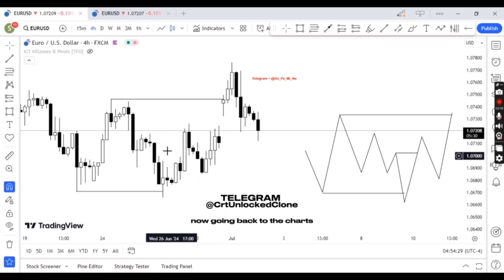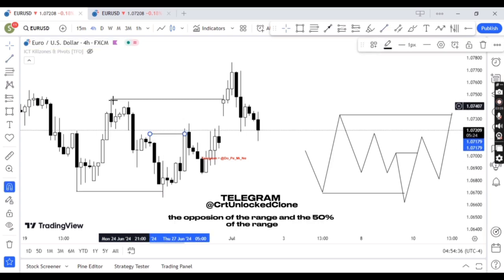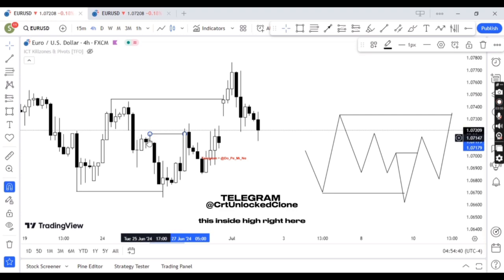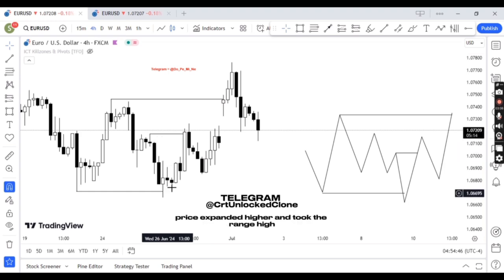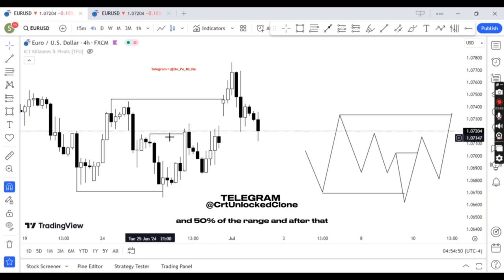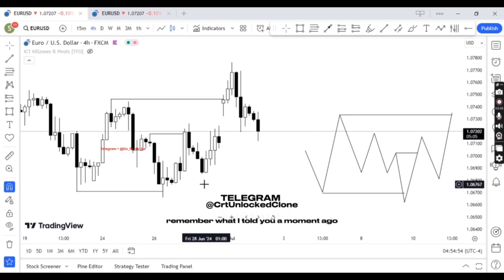Now going back to the charts, we can see that after price took out this range low, our drawn liquidity became what? It became the opposite of the range and the 50% of the range, which is this high right here, this inside high within the whole range, right? Now price expanded higher and took the range high and 50% of the range. And after that, you know what happens more often than not. Remember what I told you a moment ago.